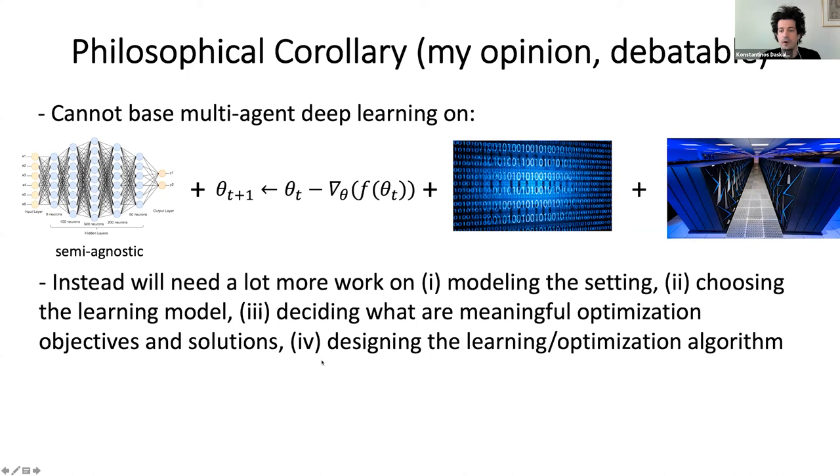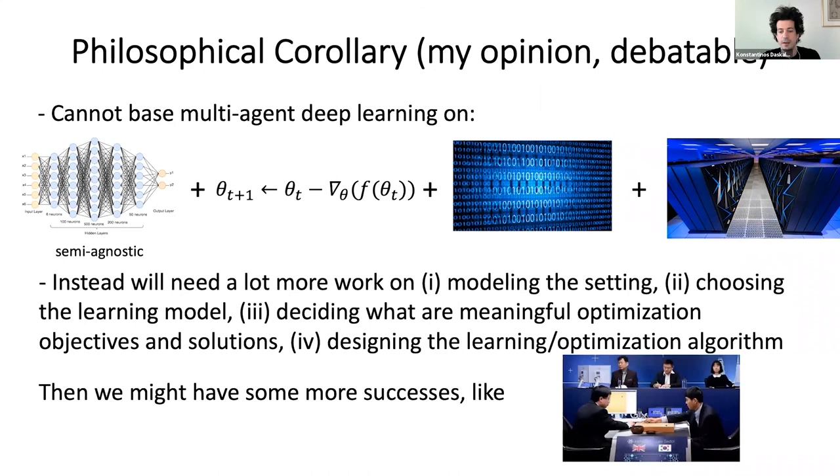So I think that to get around that intractability, we have to do a lot more work in terms of modeling the situation at hand, choosing a good learning model with the right inductive bias, deciding what is a meaningful solution concept that I should be targeting, and then developing the optimization algorithm that computes that target solution concept. And I think that only then we will get more successes like the AlphaGo algorithm, which incidentally used game theory in its guts.